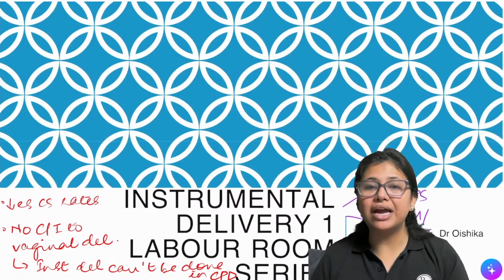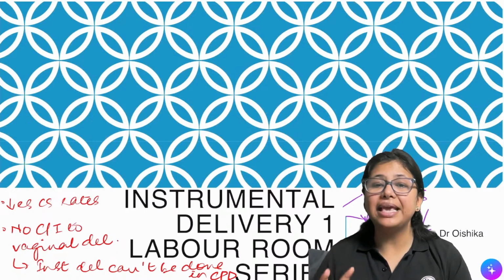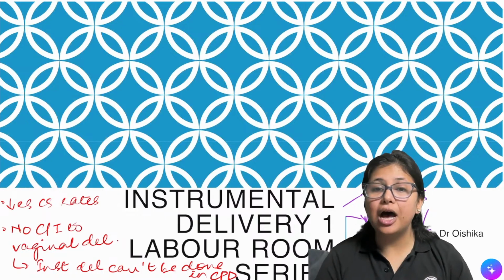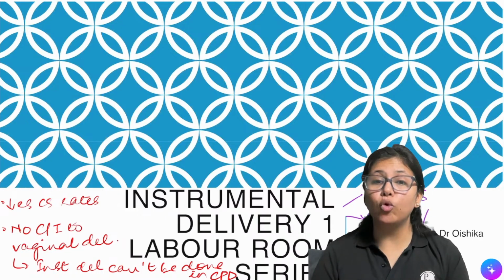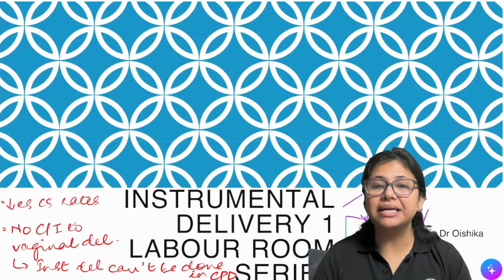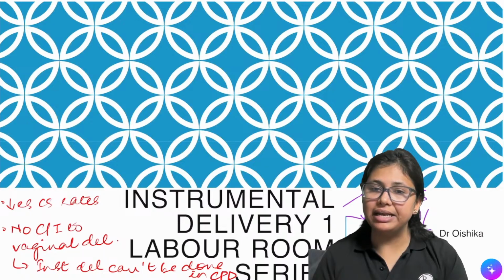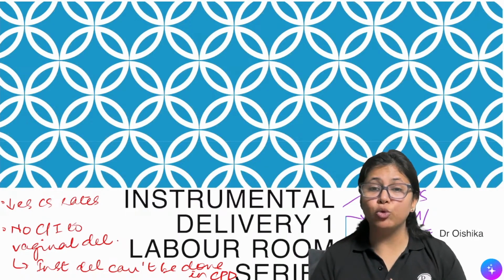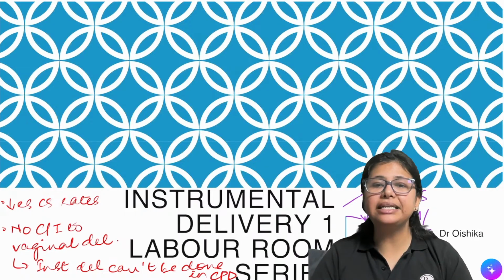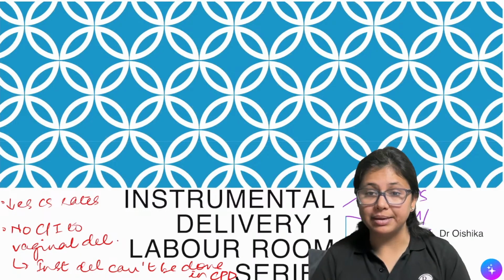The second reason why you might use an instrument is for the mother. For the mother, how? For example, like Mona in Three Idiots. If the mother gets exhausted and she's not able to push anymore, it is fully dilated, fully effaced, right? She's not able to push anymore. You don't want to do a cesarean. So in that case, we might use an instrument to take out the baby, right?